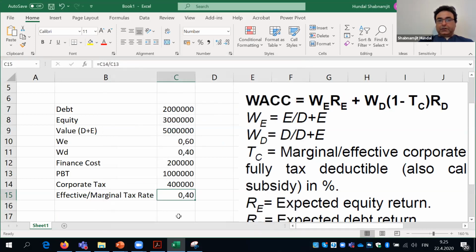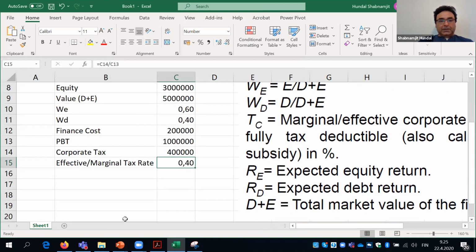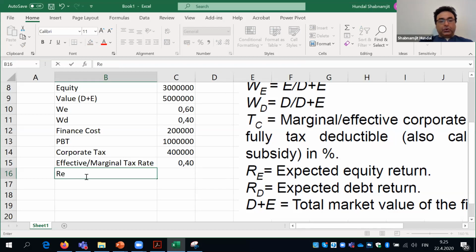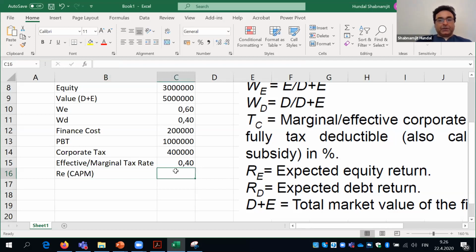Okay, and then we need the cost of equity. Let's imagine that you already know the cost of equity, and by the way, the cost of equity comes from CAPM. You know how to apply CAPM. So imagine this comes to be 12%, so I can call it 0.12. The cost of equity is 12%.